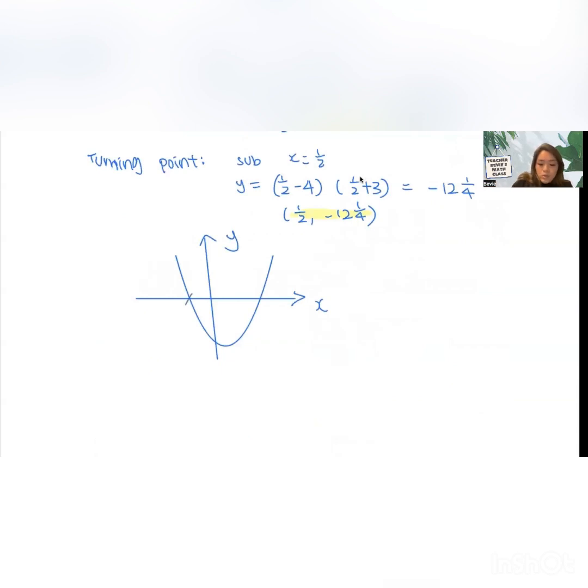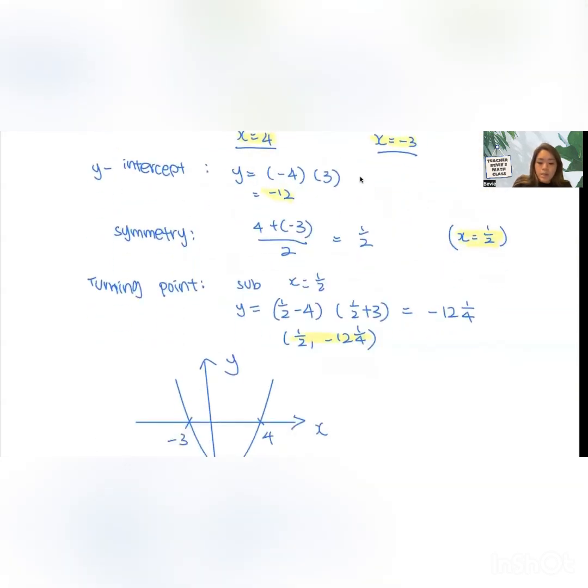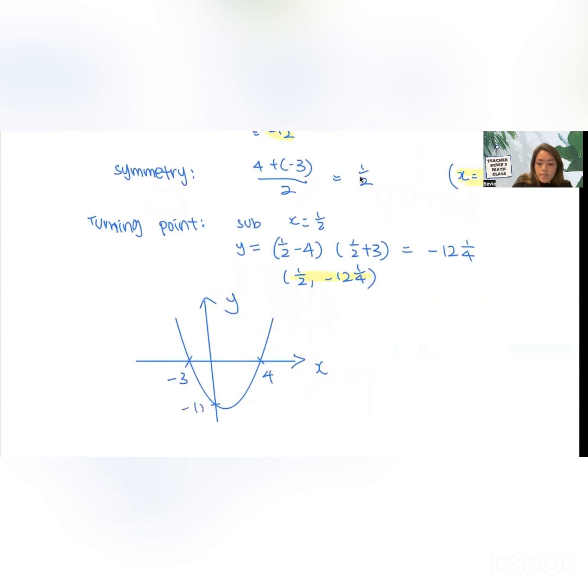My two x-intercepts are minus 3 and 4. My y-intercept is minus 12, so make sure it is in the negative portion of the y-axis. The coordinates of my turning point are (half, minus 12 and 1/4). And last but not least, I have my line of symmetry, x equals a half. So this value over here is a half. After getting these 4 points, I am done with sketching my graph.